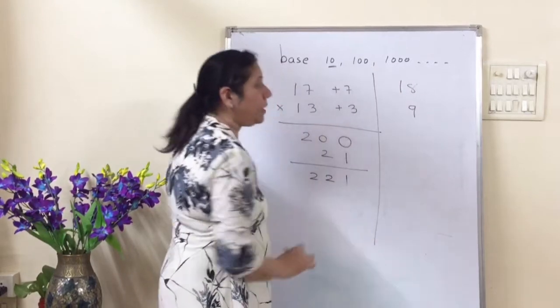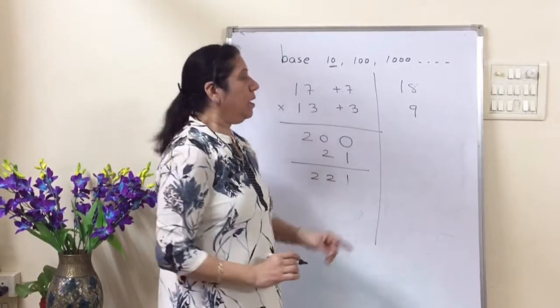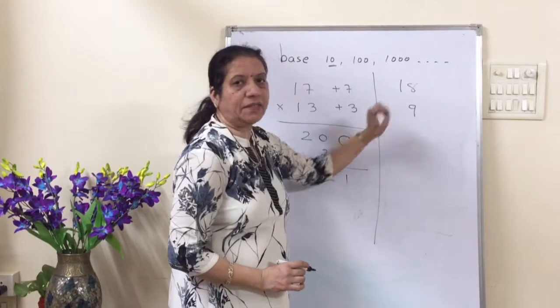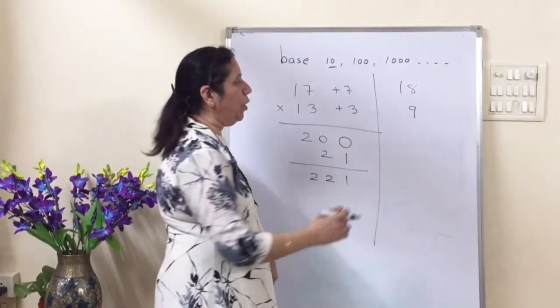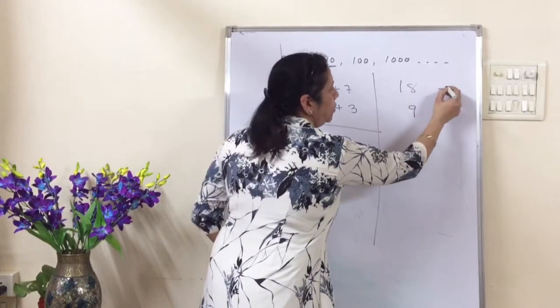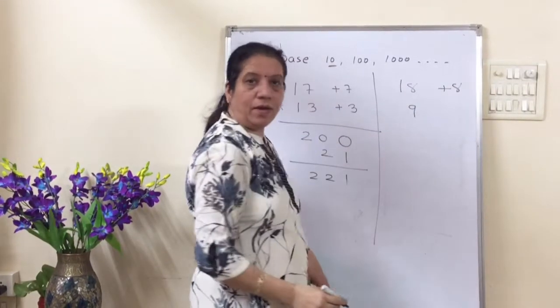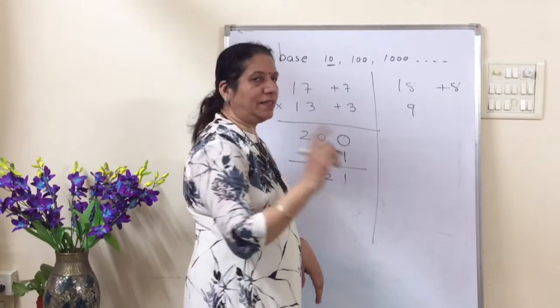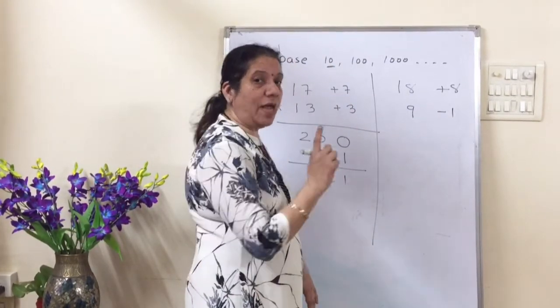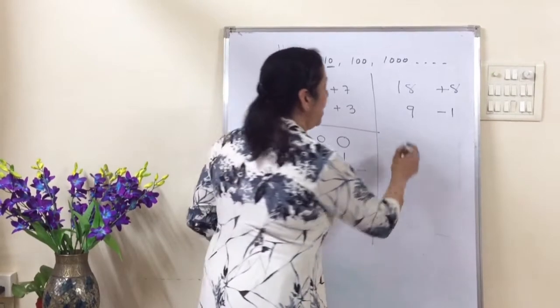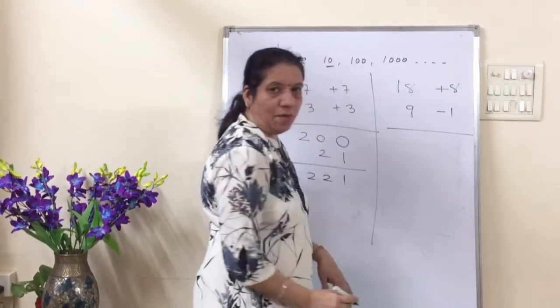Now let us take one sum in which one number is greater than 10 and the other number is less than 10. Now what will you do? Now this is 18, so this is greater by 8, but 9 is less than 10. So we will write down it is equal to -1, because 10 minus 1 is equal to 9. And now see, again the method will remain the same.